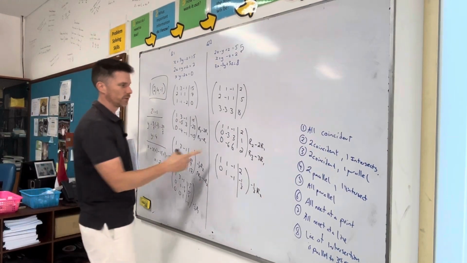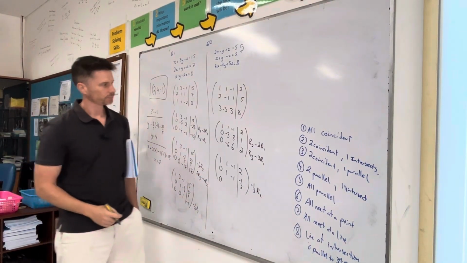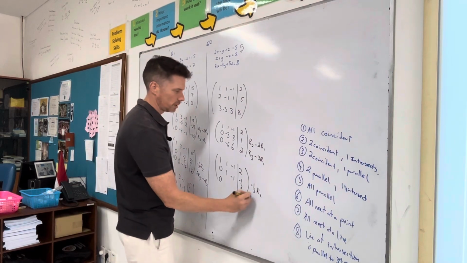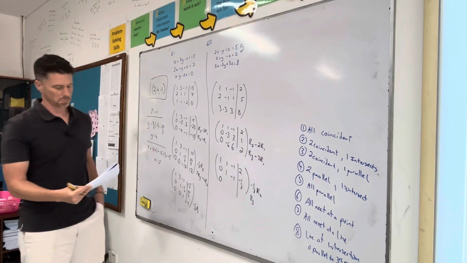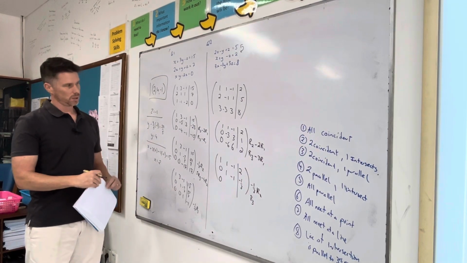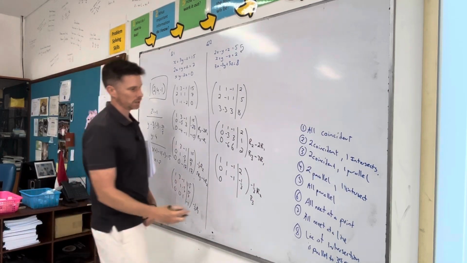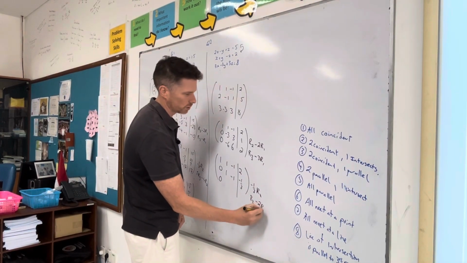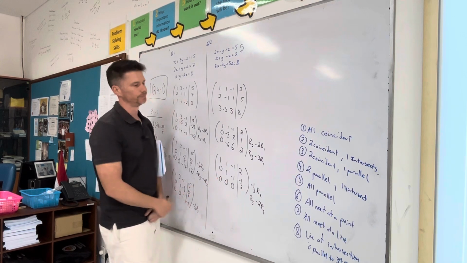Okay, so I need a 0 here. If you do R3 plus 2 R2... Wait, minus. Oh, sorry. Yeah, R3 minus 2 R2. Okay, so R3 minus 2 R2 will give me a 0, 0.